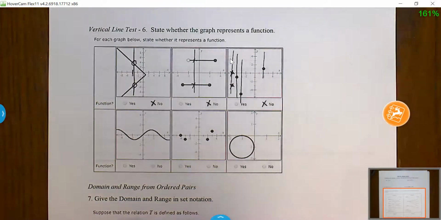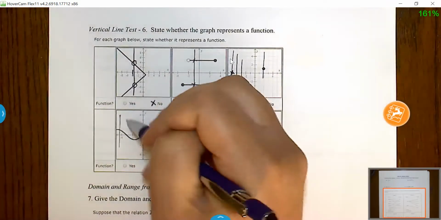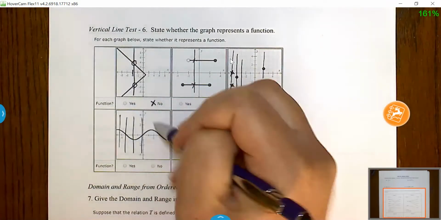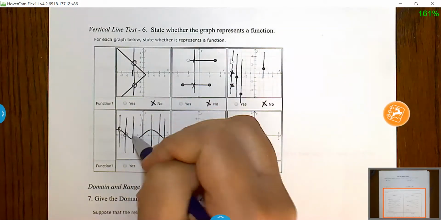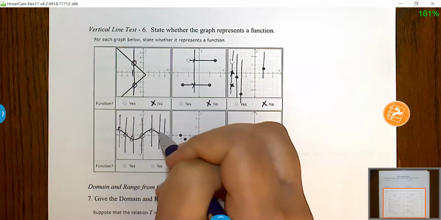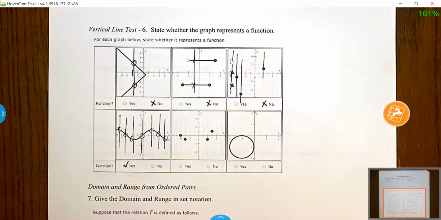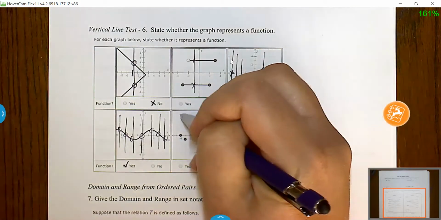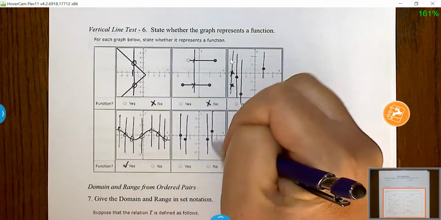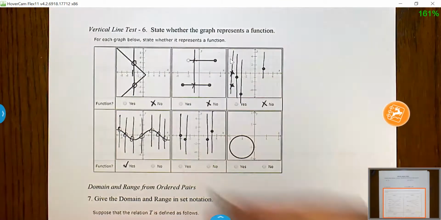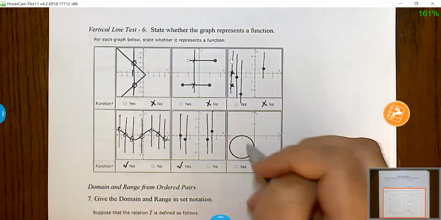Down here on this next one, right, if I draw vertical lines anywhere on this, it just crosses once. So therefore, this is a function. Same thing over here. If I draw a vertical line, can I get a vertical line to cross 2 dots? No, right? All of them just cross one. That is a function. Now, what about a circle?